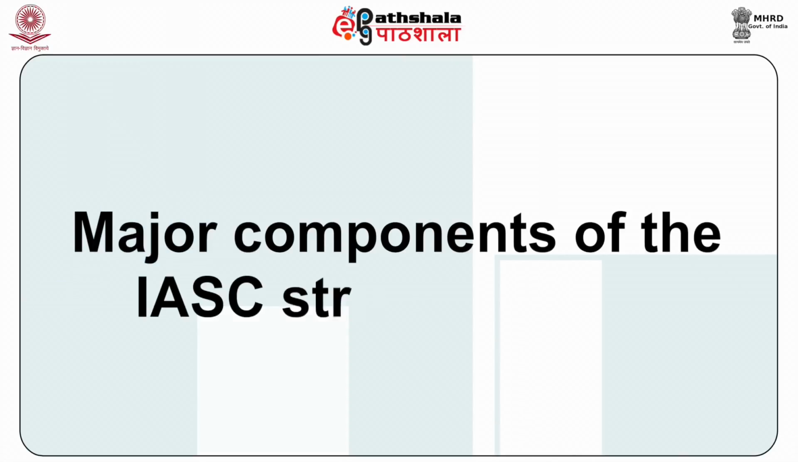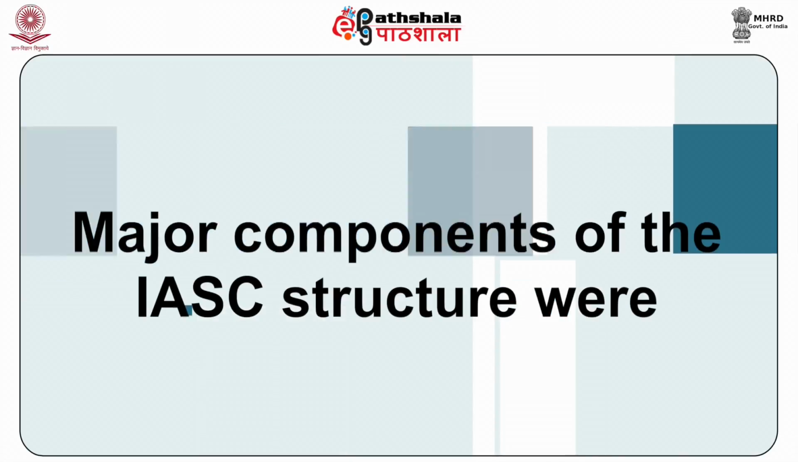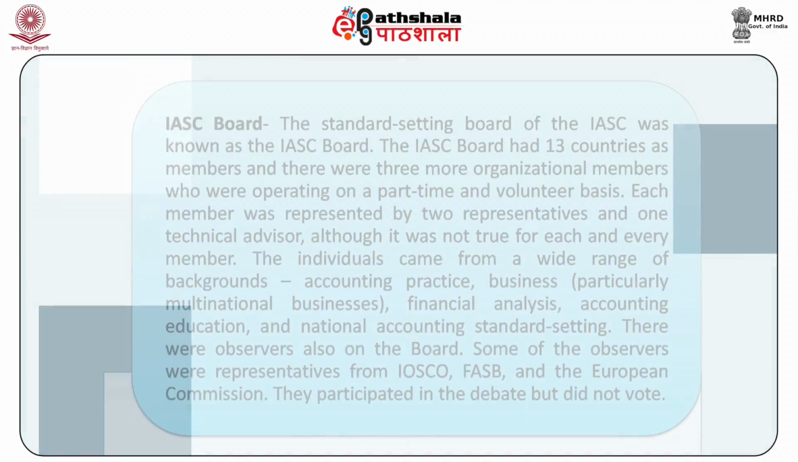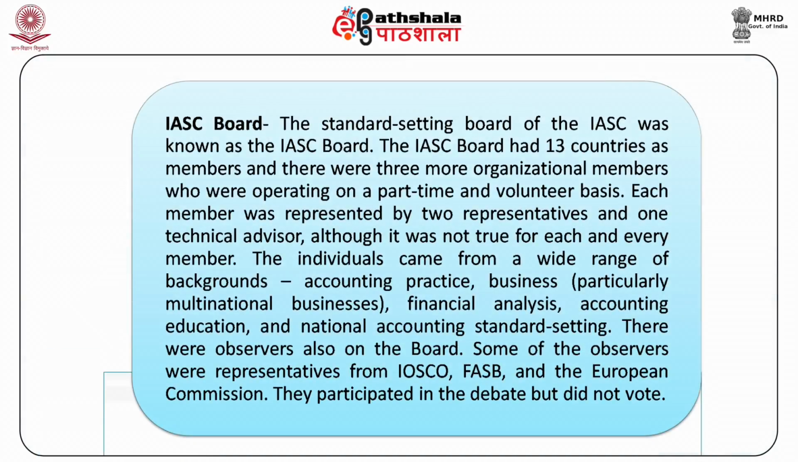Now we will discuss what the major components of the IASC structure were. The first one, the IASC board. The standard setting board of the IASC was known as the IASC board. The IASC board had 13 countries as members, and there were 3 more organizational members who were operating on a part-time and volunteer basis. Each member was represented by 2 representatives and 1 technical advisor, although it was not true for each and every member.